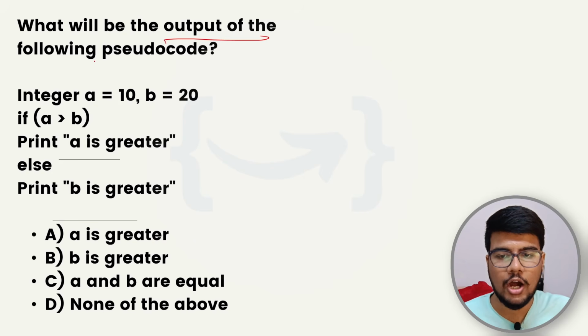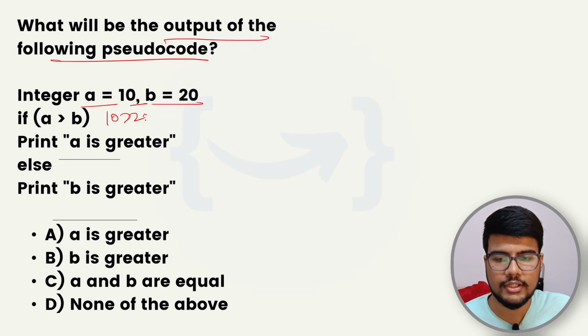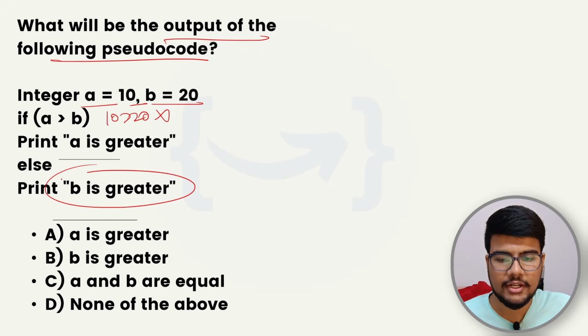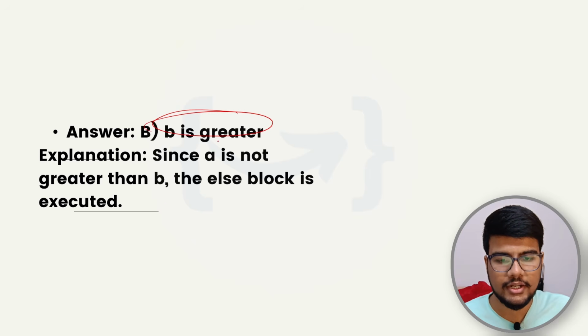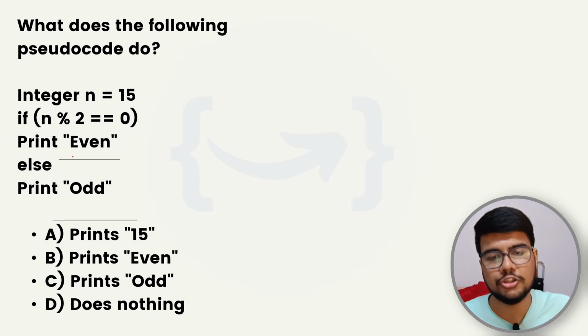Now, what will be the output of the following pseudocode? A is given 10, B is given 20. Is A greater than B? No, so B is greater. It will print "B is greater". Let's see, yes, B is greater. The explanation is given because it's a very easy question.